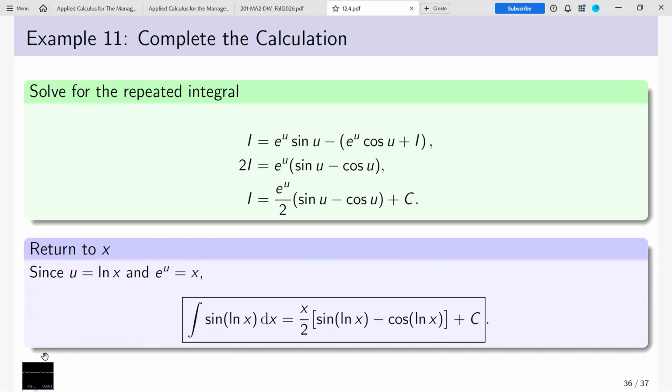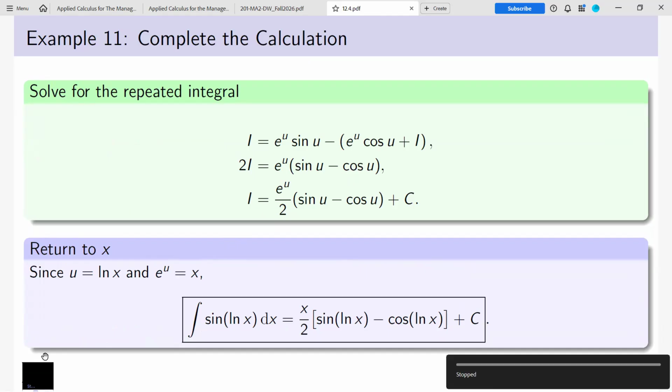Collecting the 2 copies of I produces the factor 1/2. Returning to x replaces e to the u with x and u with the natural logarithm of x. This is a rare integral that tries to come back and negotiate its own answer.